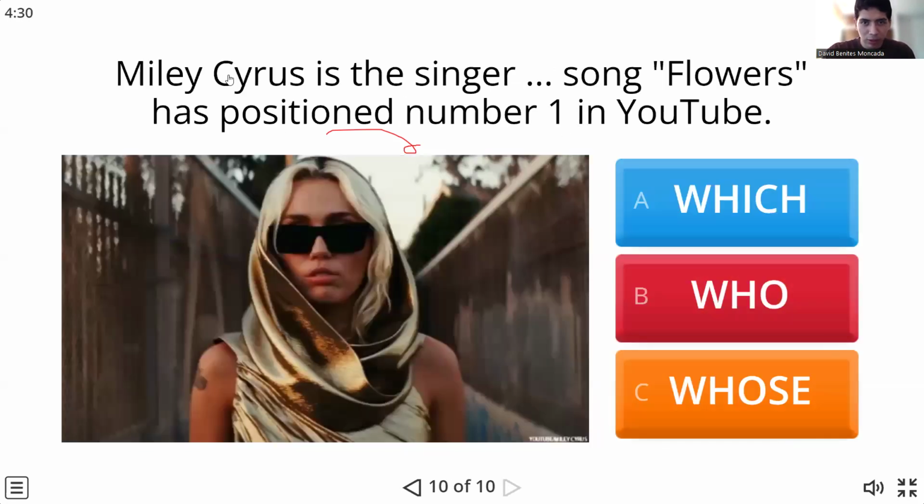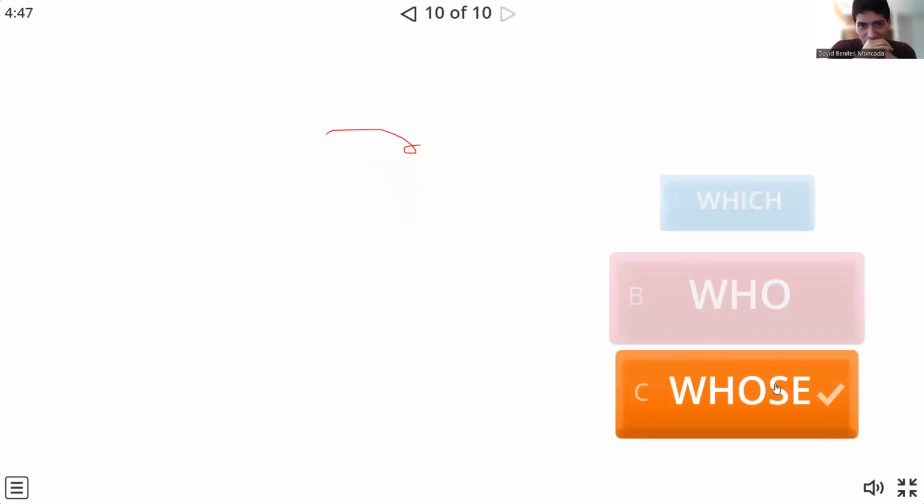Miley Cyrus is the singer. Sunflower has positioning number 1. Which is the answer? Incorrect. No, tú no dices Miley Cyrus, dices Miley Cyrus es la cantante. Choose, whose. Who, whose. Claro, porque es la canción de ella. Exacta. Whose song.